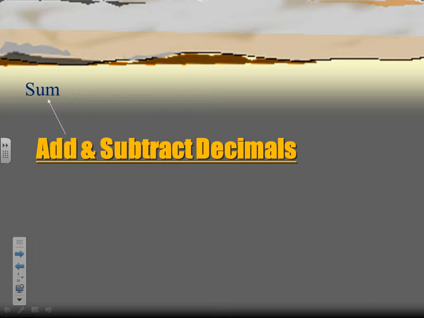A synonym for adding is sum. A synonym for subtract is difference. You might want to write those down. Those are very important. If I want to add these two, so you don't have to write this down, you're watching and learning. What I need to do, the most important thing here is to line up the decimals. Line them up, line them up, line them up.